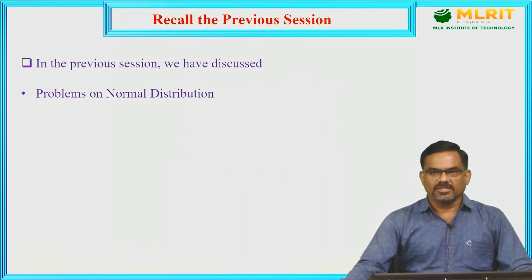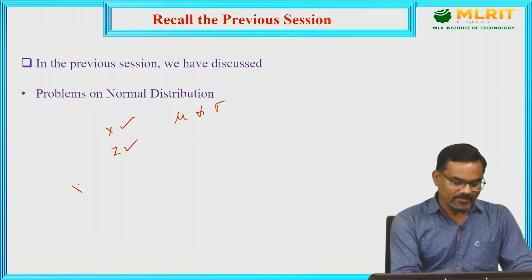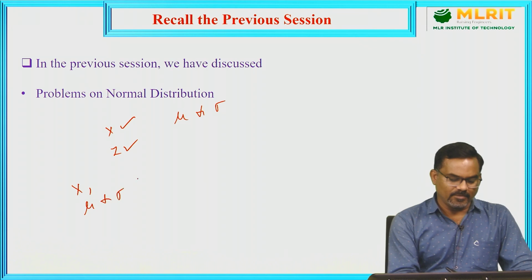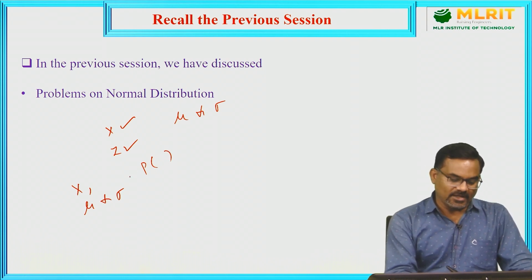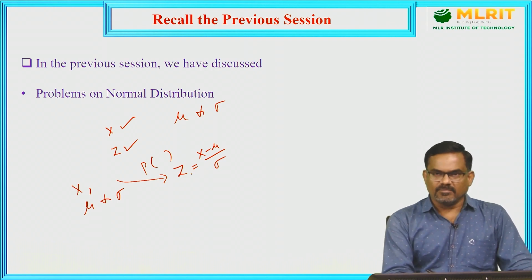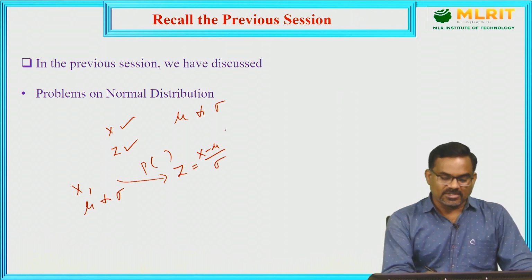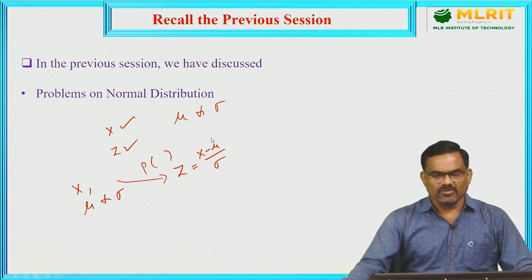In the last session, we discussed some problems on normal distribution: if x and the corresponding z are given, how to find the mean mu and standard deviation sigma. Similarly, if mu and sigma are given, find the probability of x lying between two values, greater than a given value, or less than a given value. To find that, we convert x to z, the standard normal variate, using the formula x minus mu by sigma, and then calculate the area for z between two values using the standard normal distribution table. Such problems we discussed in the last class, and we will continue the same today also.